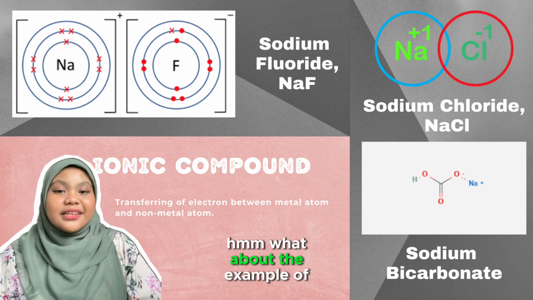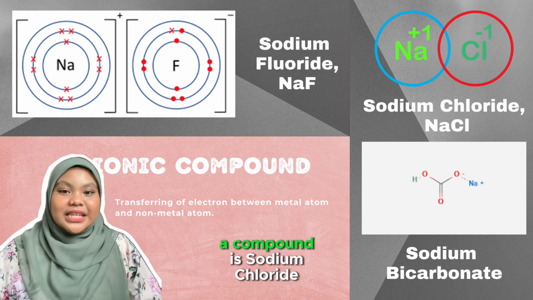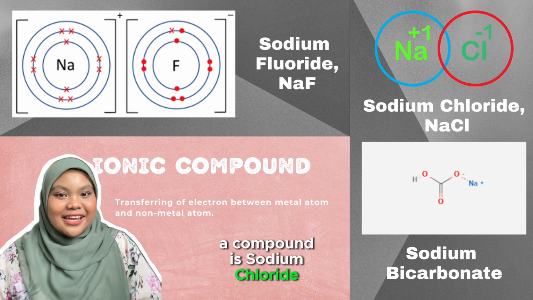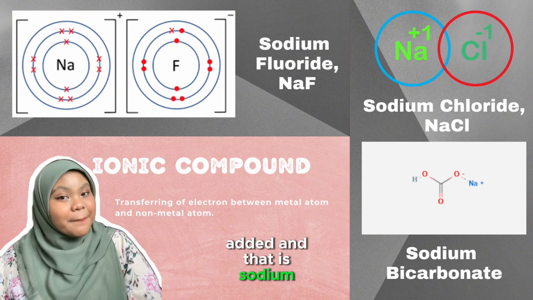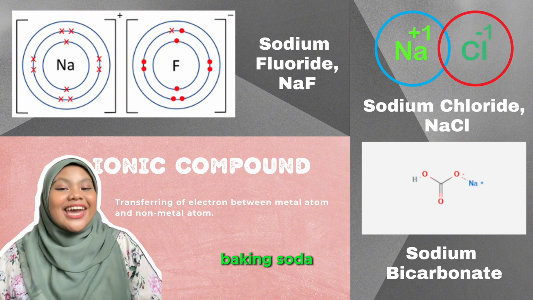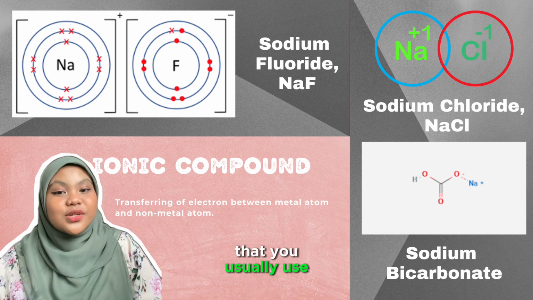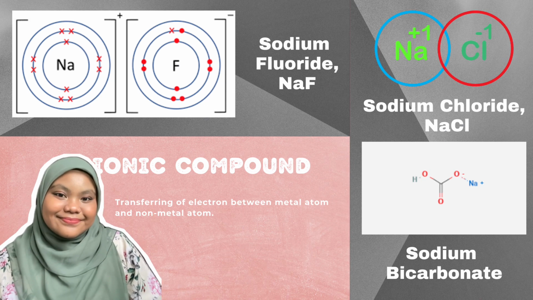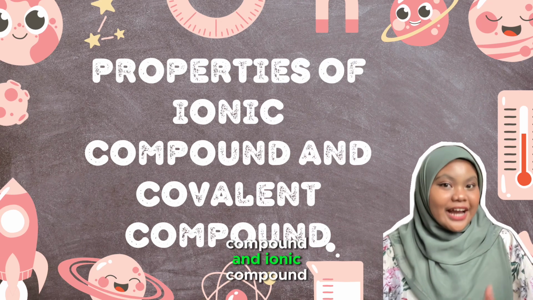What about the example of ionic compound? Examples of ionic compound are sodium chloride, NaCl, which is also called table salt. Other than that are sodium bicarbonate, baking soda, and sodium fluoride, which is in your toothpaste that you usually use in your toilet. So now, we will move on to the properties of covalent compound and ionic compound.